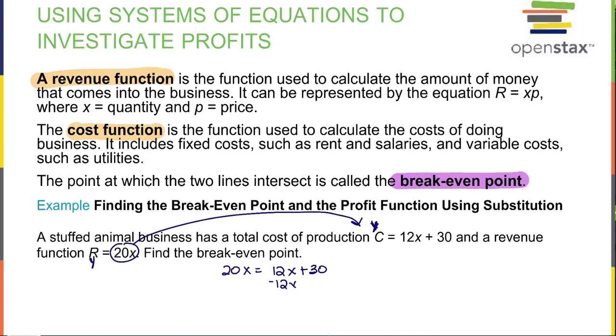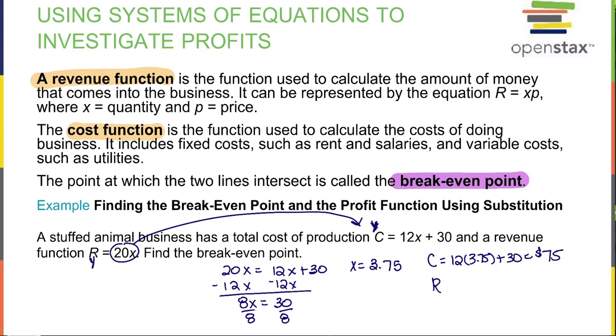If I subtract 12x on both sides, I get 8x equals 30. If we divide 30 by 8, we get x equals 3.75. So you would need to make 3.75 stuffed animals to break even. Now, what is the break-even cost? Let's just check and see. If I were to put in the 3.75 here, 12 times 3.75 plus 30, we would get 75.